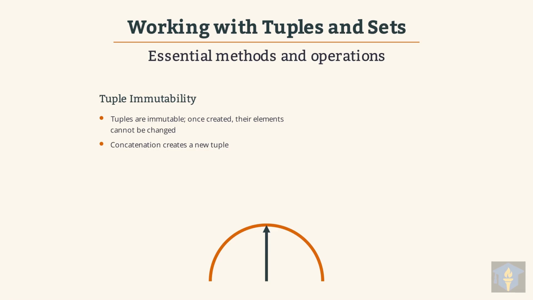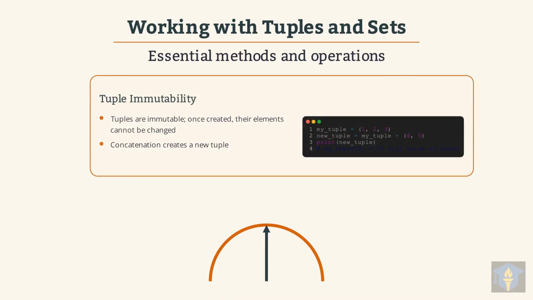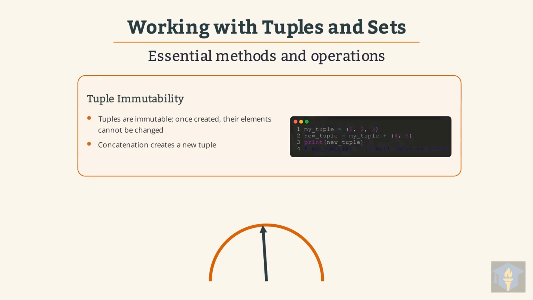Remember, tuples are immutable. Once created, their elements cannot be changed directly. Concatenation, however, forms a new tuple. Here, we see that attempting to modify an existing tuple element will raise an error, while concatenation creates a new one.